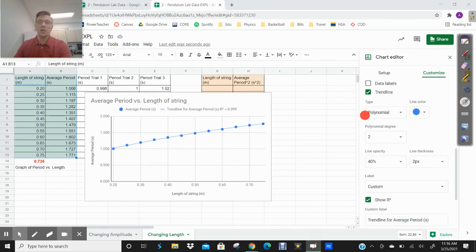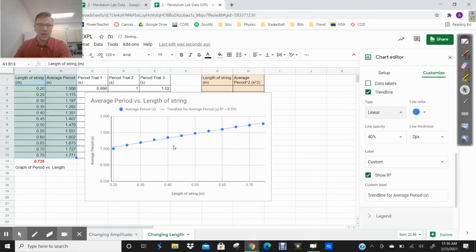So the polynomial trend line is for curved graphs. And since this is supposed to be a curved graph, you can see that it fits those data points perfectly. If I go back to the linear one, you will notice that it's below these dots. So these dots aren't exactly on the line.